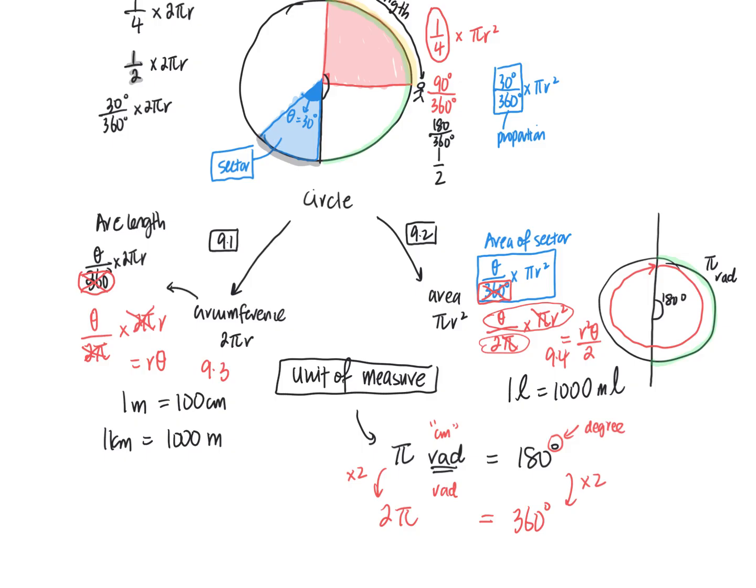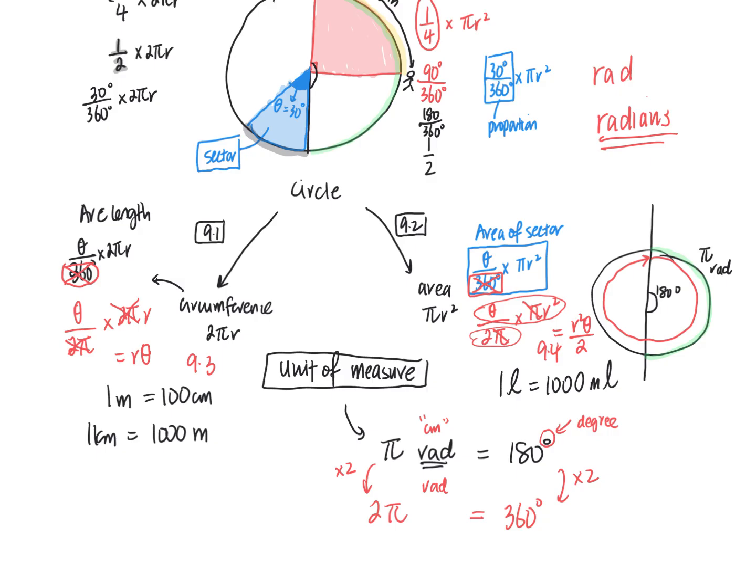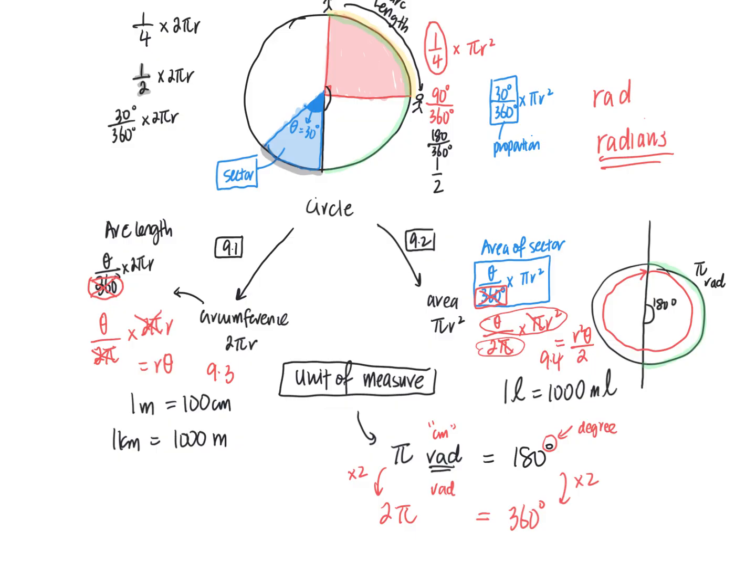Which one? RAD is a unit. RAD, radians. RAD is a short form for radians, just like cm is the short form for centimeters. So it is just a new unit that they introduce to change degree to radian. Okay, so I'm just giving you an overview. The whole chapter 9 is just talking about these two formula, change here and change there.